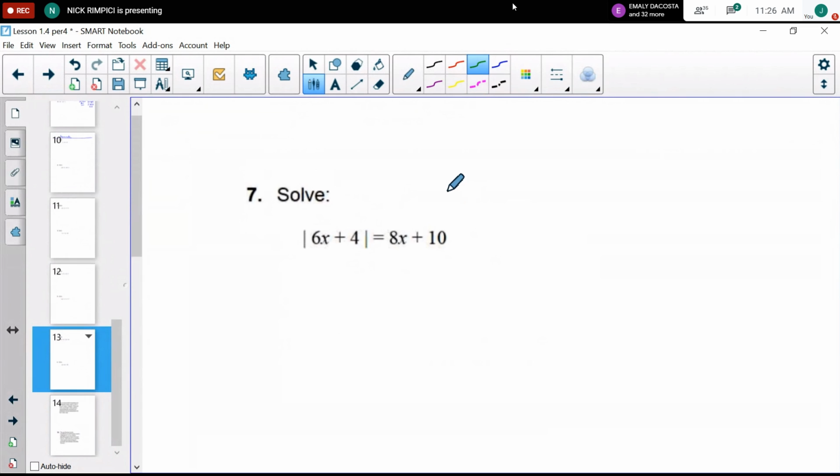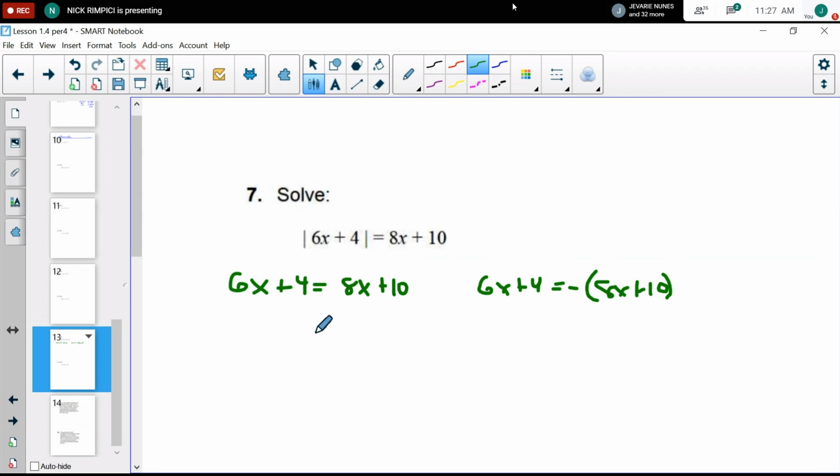Because of time, I'm just going to try to bounce through this one. It says 6x plus 4 equals, okay, so my absolute value is alone. So I can say 6x plus 4 equals 8x plus 10. That's the original. I didn't do anything, I just got rid of the absolute value. The alternative would be 6x plus 4 equals, I'll have to negate the entire side. So I'll do negative (8x plus 10).